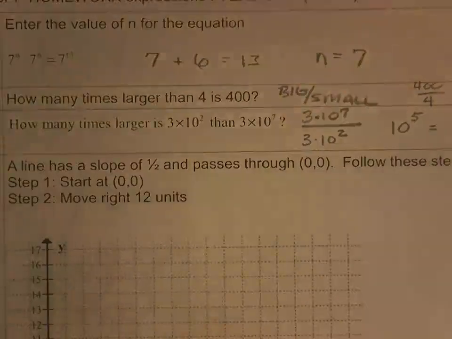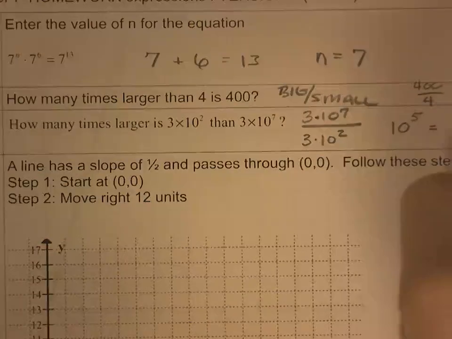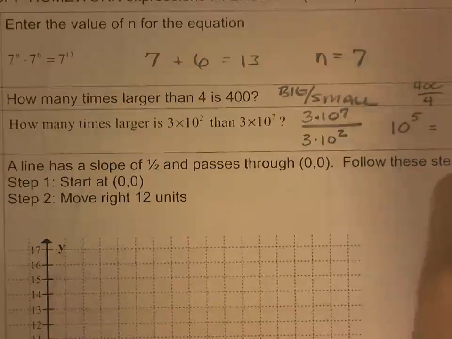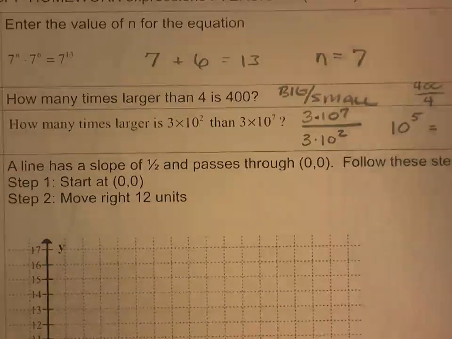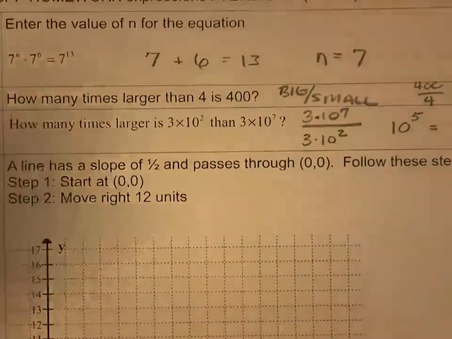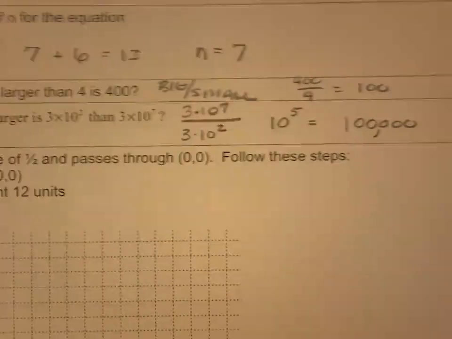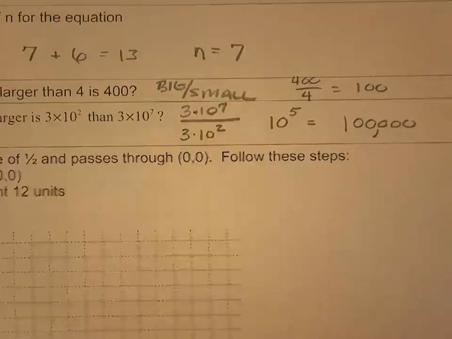10 to the 5th is a 1 with 5 zeros behind it. 1, 2, 3, 4, 5. So that is 100,000. It's 100,000 times bigger. And you can't see what I'm writing. 100,000 times bigger. All right, zoom out.